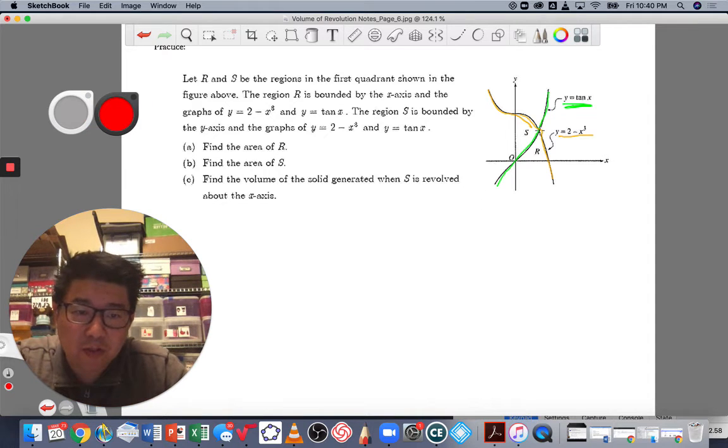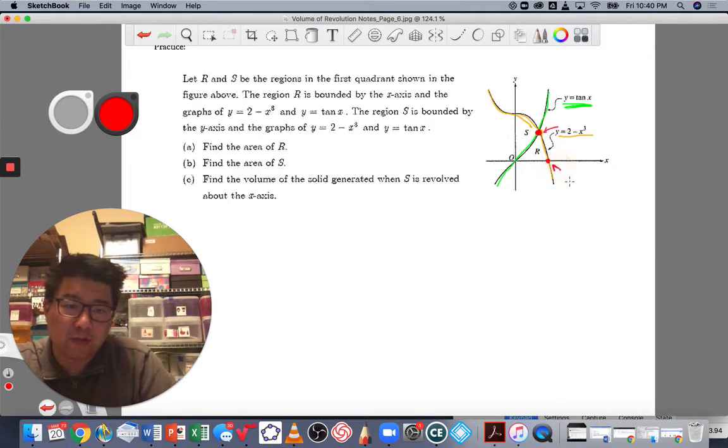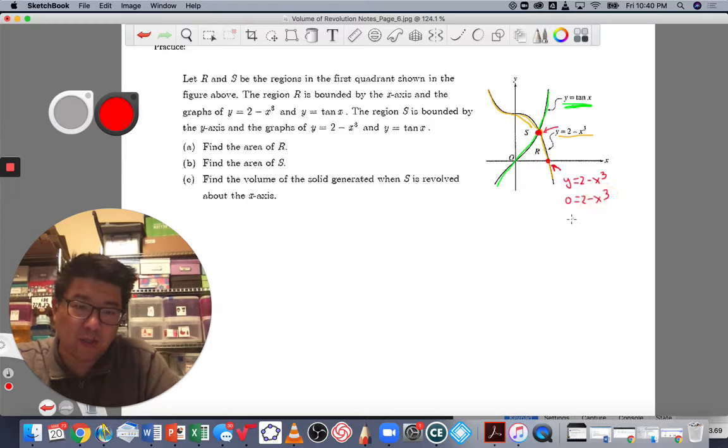Couple of things you want to do. You want to find potentially points of intersection where this stuff crosses. So for example, this one right here is y equals 2 minus x cubed. This would be when does it equal 0? So 0 equals 2 minus x cubed. X cubed equals 2. X is going to be the cube root of 2, or 2 to the 1/3 power.